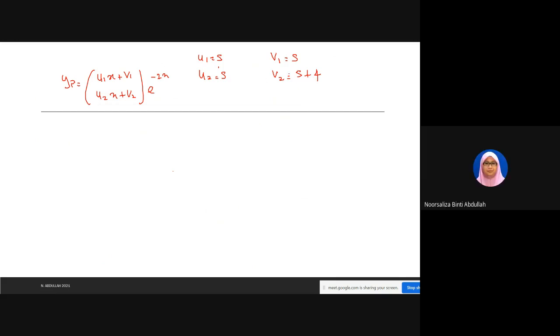Then you substitute all these values into these equations. So your YP will be, U1 and U2 is S, betul? So you have Sx, Sx, plus V1 is S, V2 is S plus 4, exponent minus 2x.